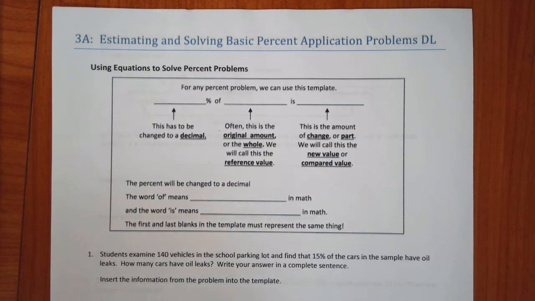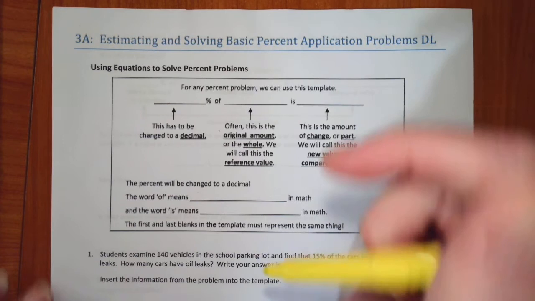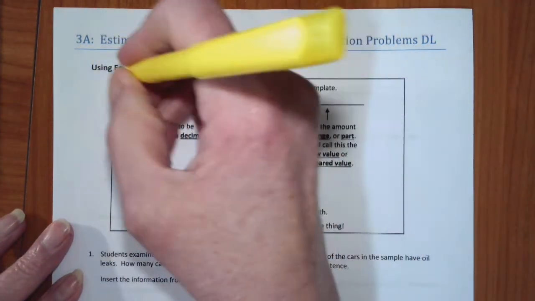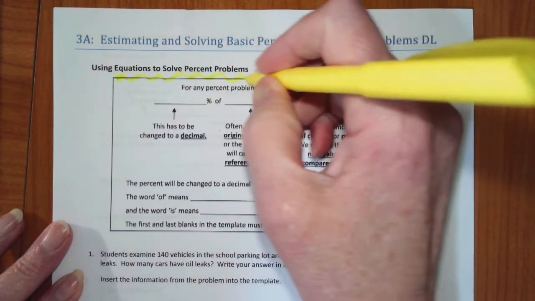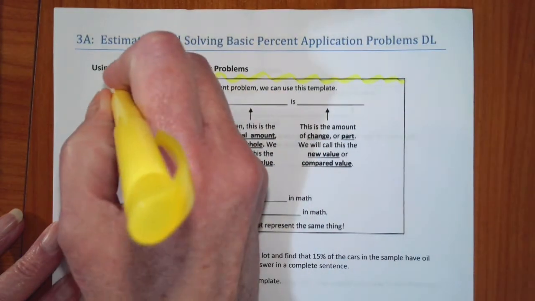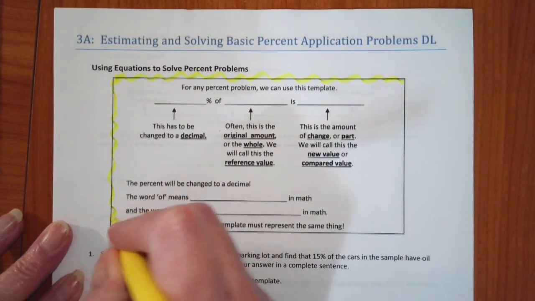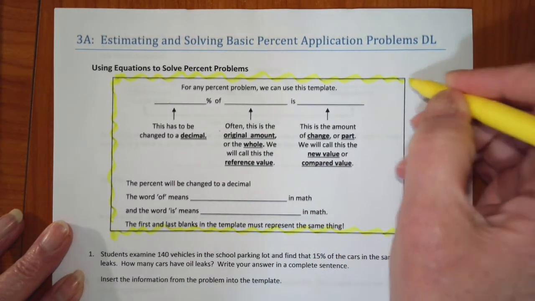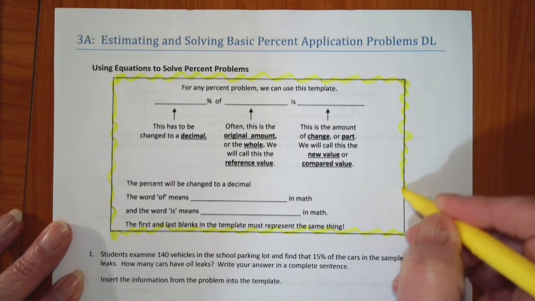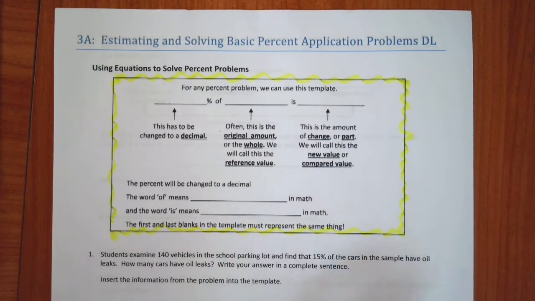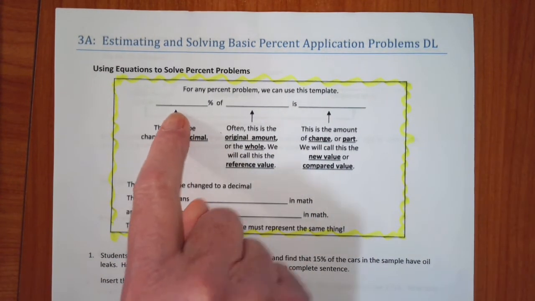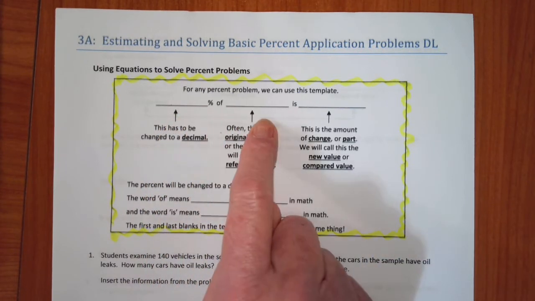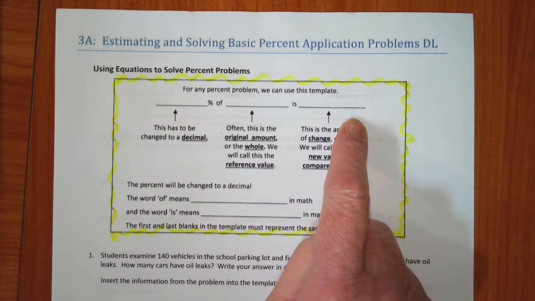What's in this box is the key to success for any kind of percent problems. It gives you the basic equation and then all the information that goes along with it. Okay, so as we look at this box, we see that the equation is very simple. There are 3 blanks in it. Since it's an equation, you're going to know 2 out of the 3 and you're going to have to solve for the third one. You've got percent of something is something.